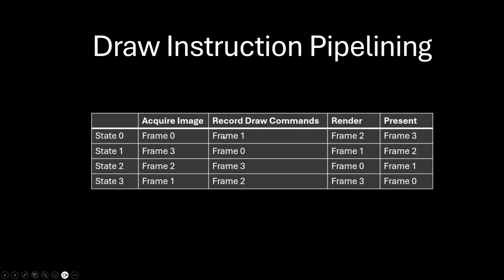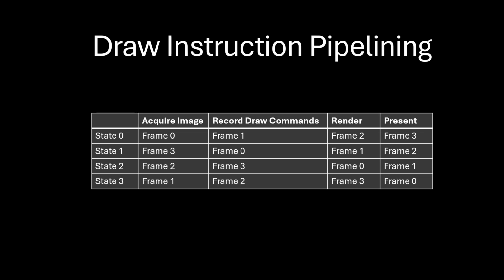And then in parallel, at the same time, we can be recording draw commands for frame 1, and we can also be rendering frame 2, and we can also be presenting frame 3. And then the next logical step, once we've acquired an image for frame 0, is to record draw commands for frame 0. And I hope that you can see this is a sort of logical collection of those permutations as we step through the pipeline.